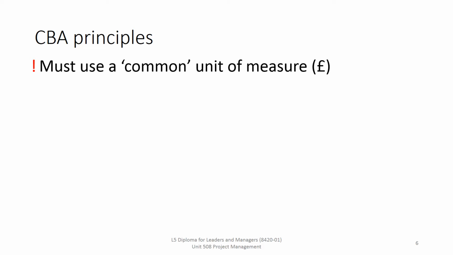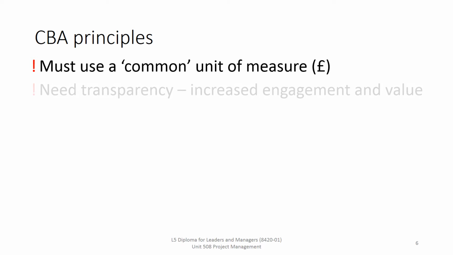So that's really cost benefit analysis in a nutshell, but there's some principles that we need to consider as we're going through that process. And the first is we must use a common unit of measure. So in the case we were talking about, it was all in pounds. We talked about how we have to try and turn those qualitative things into some sort of cost measure. And we need some transparency.